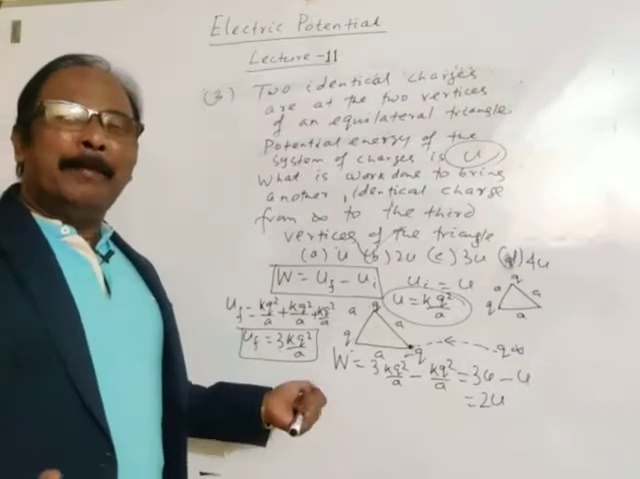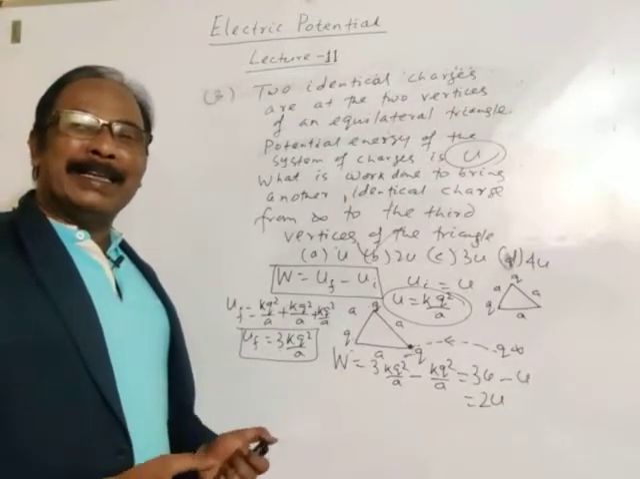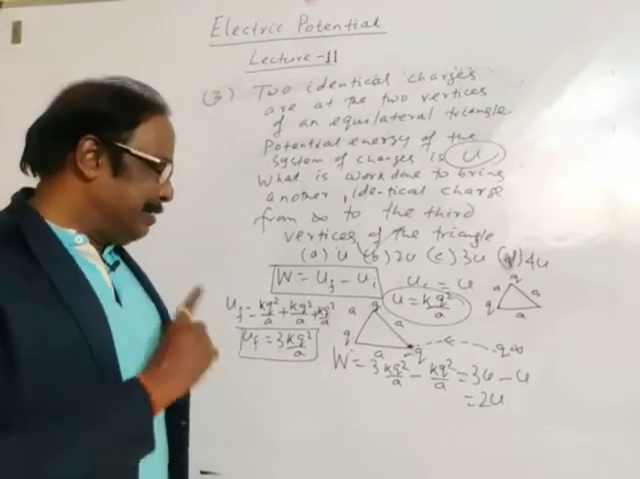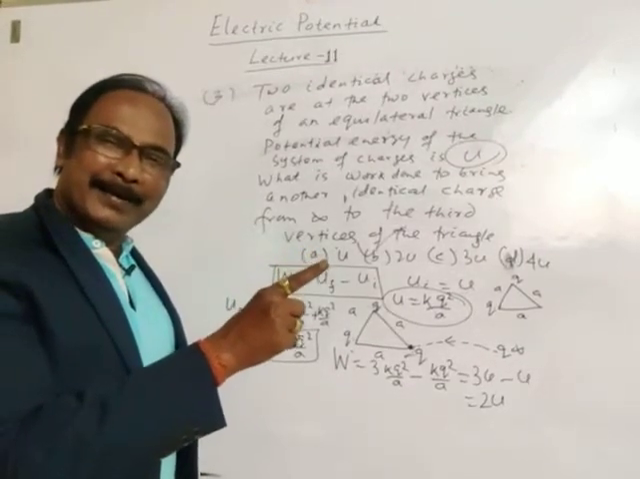So the general principle: work is the change in potential energy. Work is equal to final potential energy minus initial potential energy.